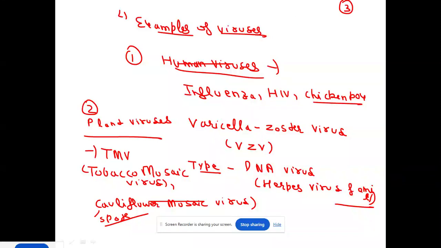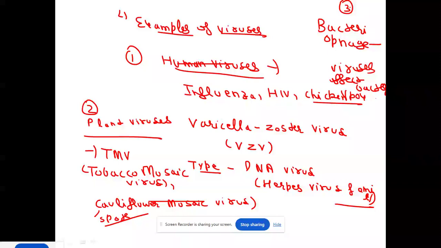Next, the third type, as I already told you, can be bacteriophage. Bacteriophages are viruses that infect bacteria. They are the viruses that infect bacteria, they are bacteriophage.